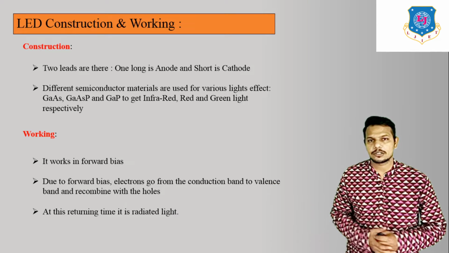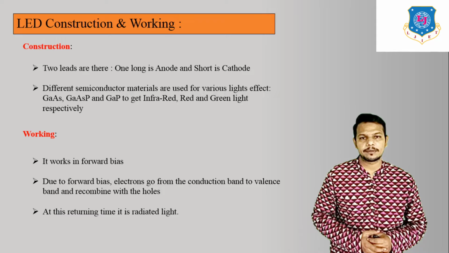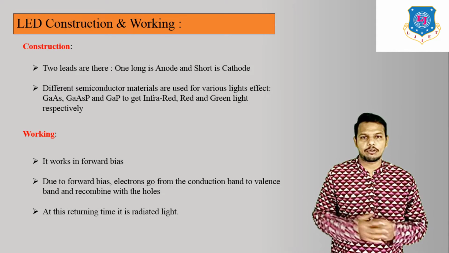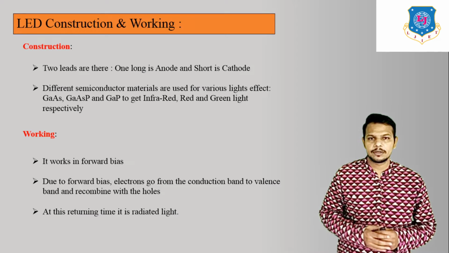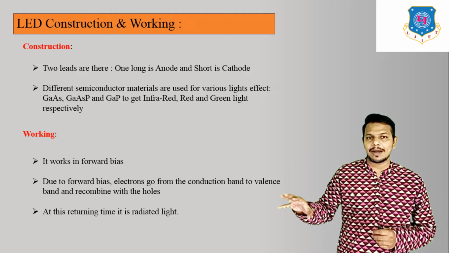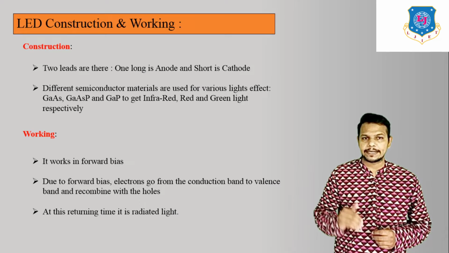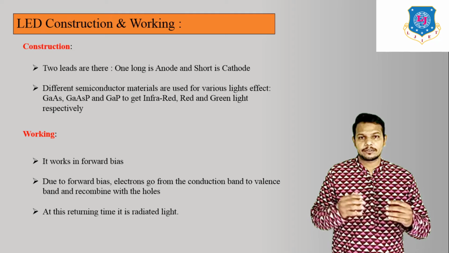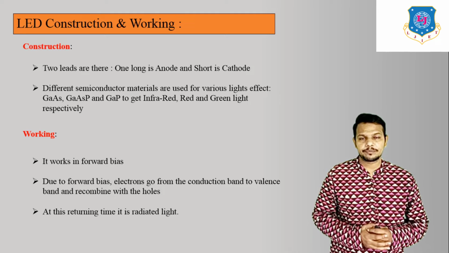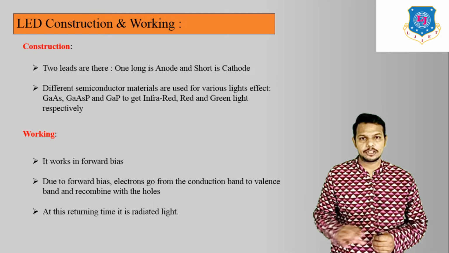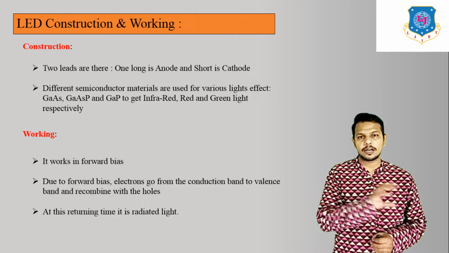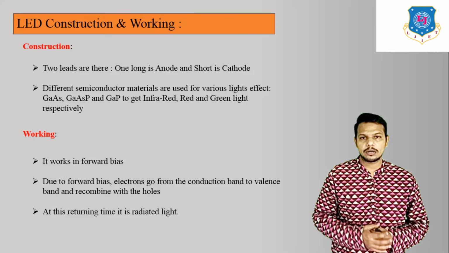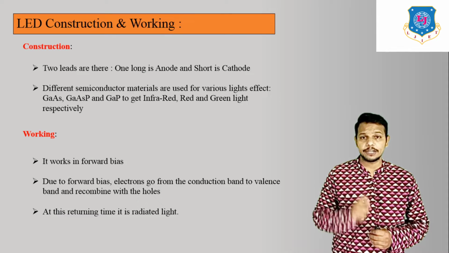Now let us discuss the working principle. An LED mostly works in forward bias. Due to forward bias, electrons go from the conduction band to the valence band and recombine with the hole. There are different types of band. One is the valence band, which is known as the lower band, and another one is the conduction band, which is the higher band. The electron is in an idle condition.